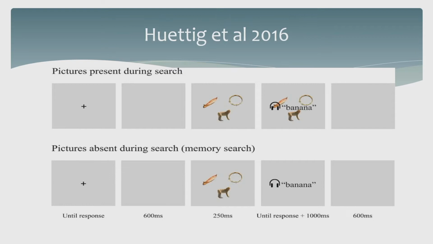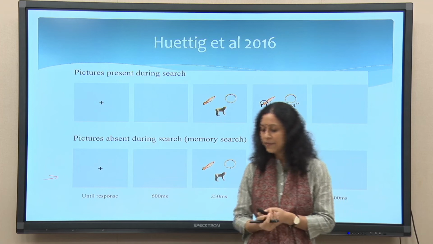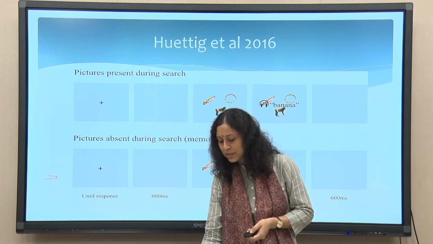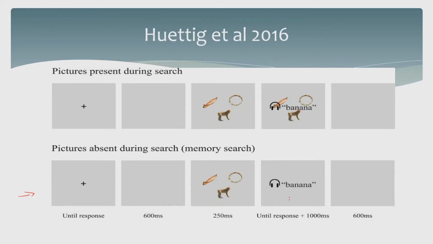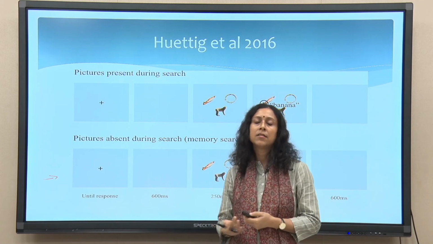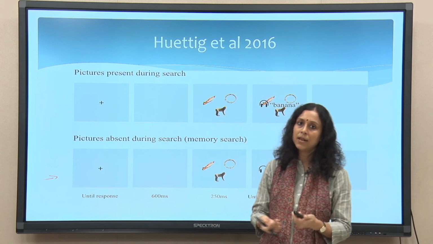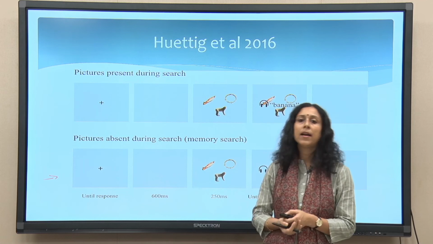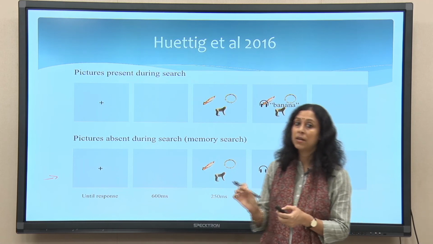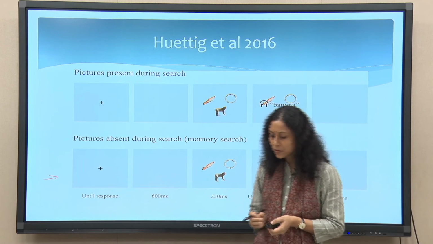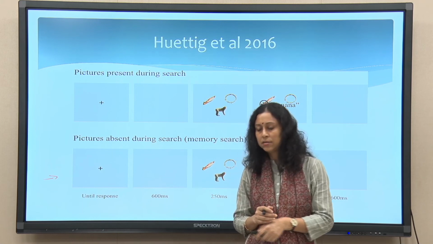In the second condition, the display was not there and they listened to banana. The fixation should have been more on the place where the monkey was. However, they do not find that much. But if there was a banana actually there in yet another condition of the experiment, then they find more fixation on the area where the banana was. So, this is how the finding is.